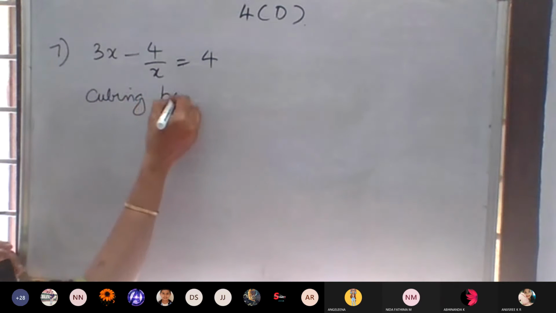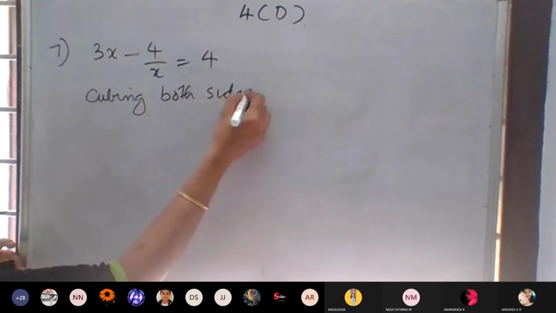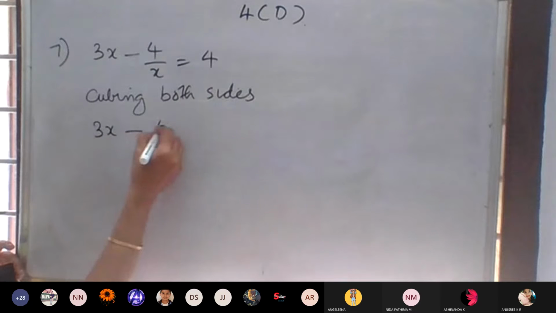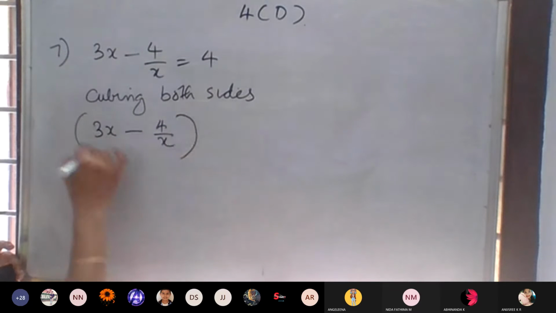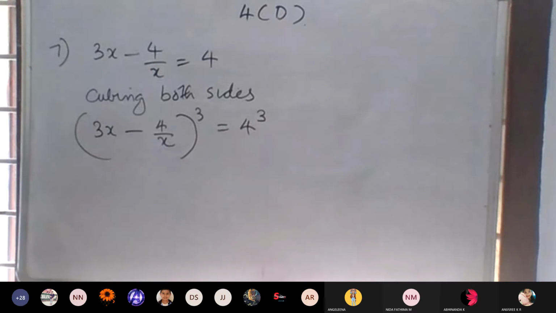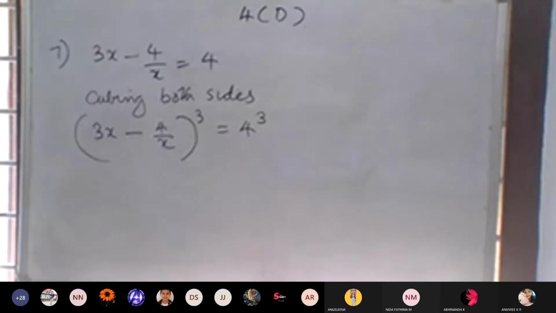Cubing both sides. That is x cube. Here also x cube we have. So 3x minus 4 by x, the whole cube you have to do, which is equal to 4 cube. Then I will give you time. Do it. I want to check whether you are getting it or not.